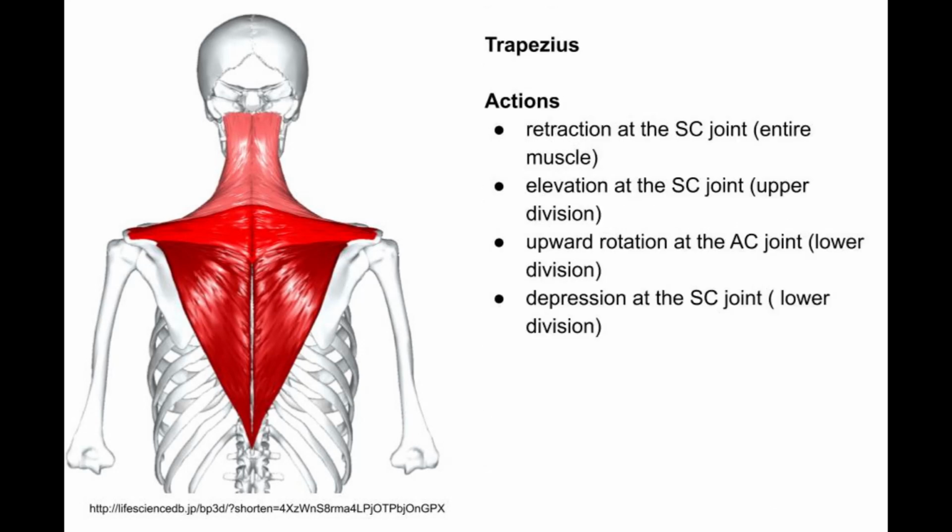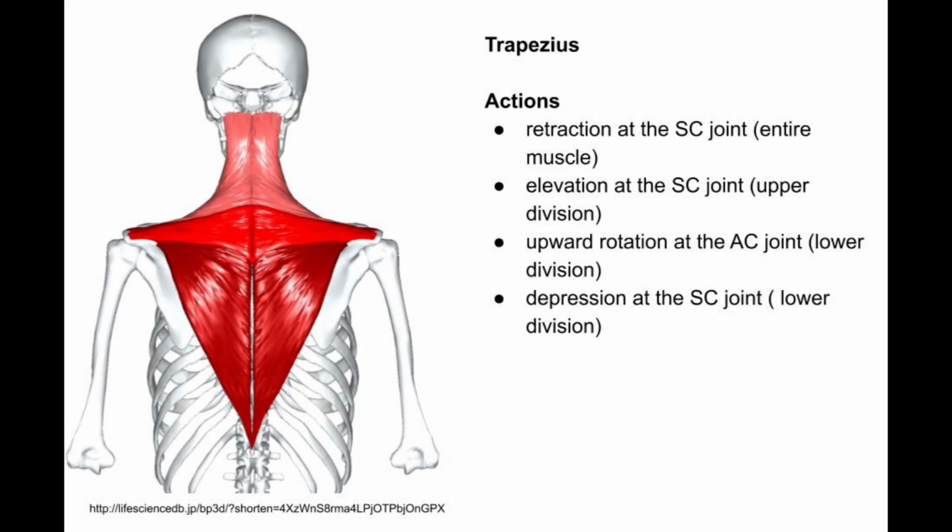The actions of trapezius include retraction at the SC joint. This is the entire muscle. Elevation of the SC joint. So this is only the upper division. So the upper section of trapezius will elevate the clavicle at the SC joint. Then we have upward rotation of the AC joint. So that is upward rotation of the scapula at the AC joint, and that is only the lower division. So as the lower division pulls down on the medial end of the scapula, it tilts the glenoid fossa upward, which is upward rotation.